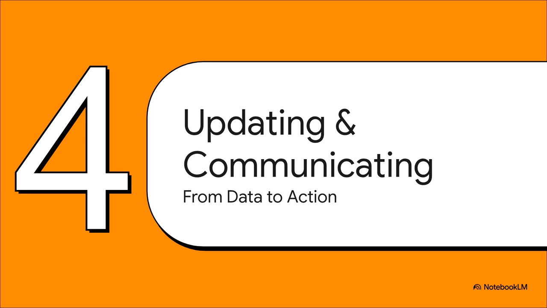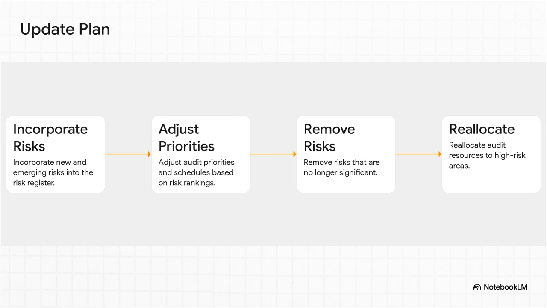Okay, so we're gathering all this great data from our monitoring. Now what? What do we actually do with it? Well, this next phase is all about taking action, updating our plans, and communicating what we found. This is where the rubber really meets the road. We update our risk register. We bring in new risks, we adjust our priorities, and we even take out risks that just aren't relevant anymore. This agility lets us focus our precious audit resources on the areas that pose the biggest threat to the organization right now.